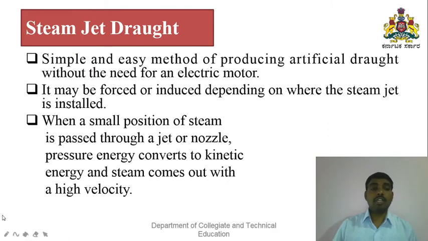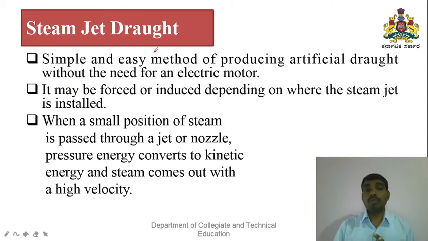Students, let's take a look here. What is steam jet draught then? In previous sessions I explained the boiler draught system. Draught is nothing but a difference in pressure. It is used in a boiler system for the continuous flow of flue gases from the boiler through the chimney to the atmosphere. That is one major reason why we use the draught system.